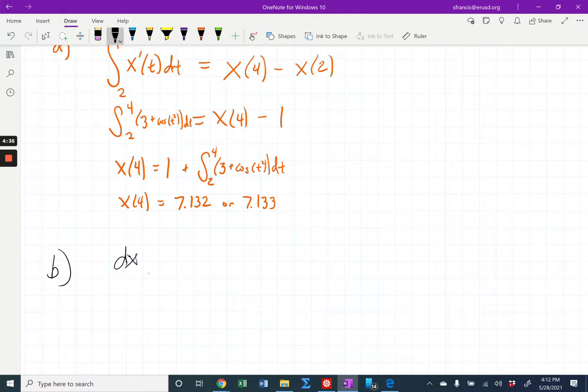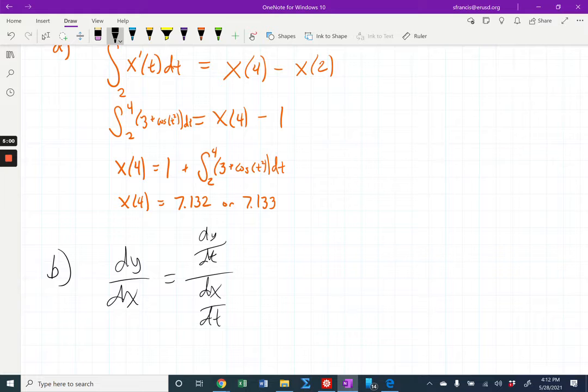Thinking about this parametrically as opposed to as a vector. As we learned from our parametric notes, dy over dx is equal to dy over dt divided by dx over dt. And we need dy over dx to write the equation of the tangent line. I need the slope in the xy plane, so I need dy over dx, and I need the point.